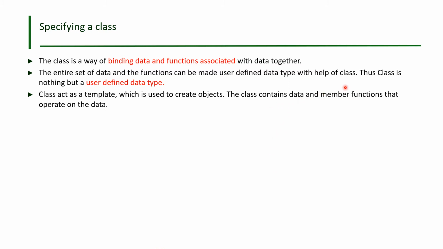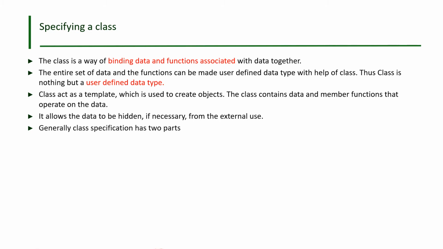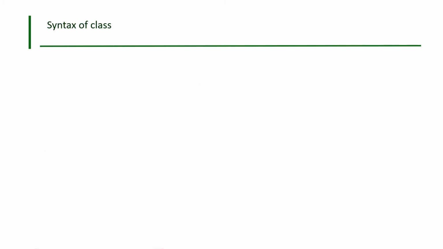So class contains data members and member functions, and member functions operate on the data. For example, class student has data members such as student name, student roll number, and student percentage, and member functions can be get data and show data, which will access the data. Generally, a class specification has two parts: class declaration and class definition.